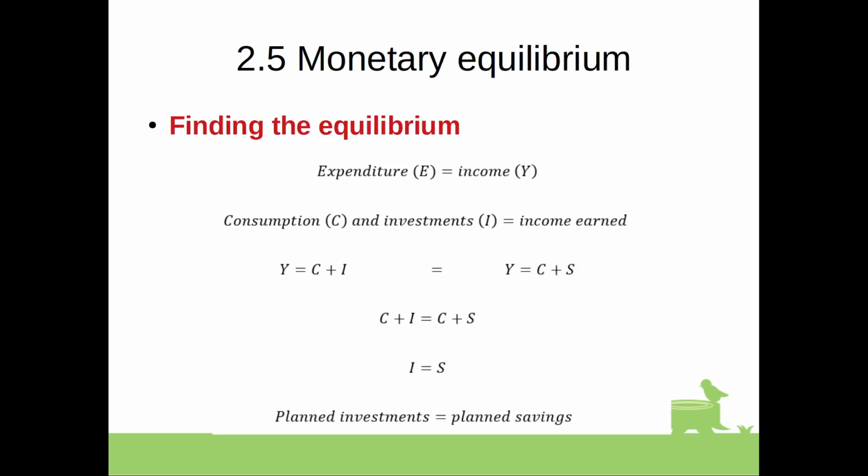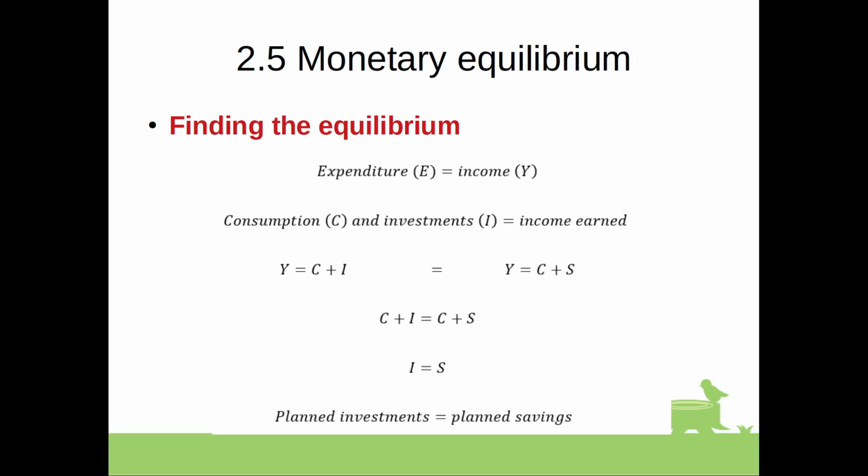Finding equilibrium starts with comparing expenditure with income. Income is the thing we earn, of course, and our expenses are listed on the left-hand side of the equation. We have E and we have Y. Expenditure, or the money we spend, can be divided into two concepts: consumption and investments. Income earned, obviously, is our income.